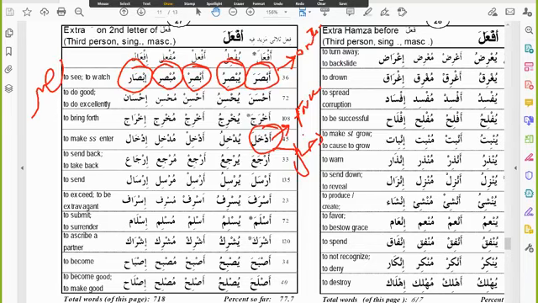يدخل, entering or penetrating. أدخل, which is you're telling him enter. مدخل, the person that's entering. All right, إدخال is basically the actual enter or penetration.